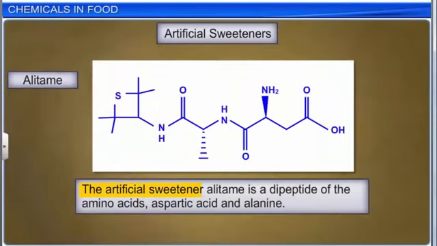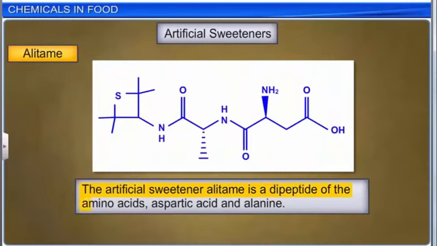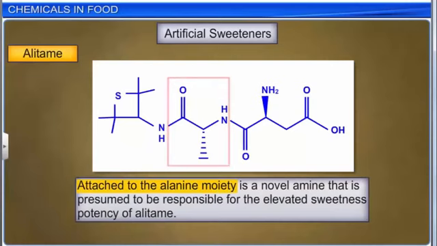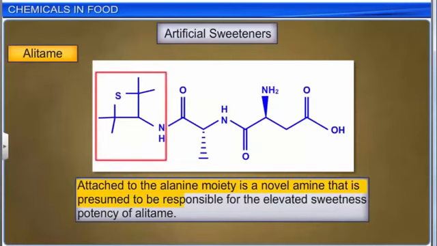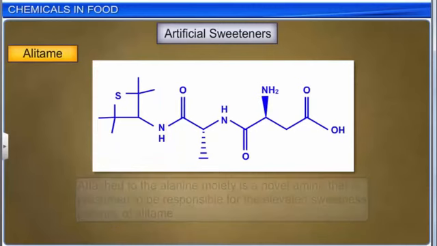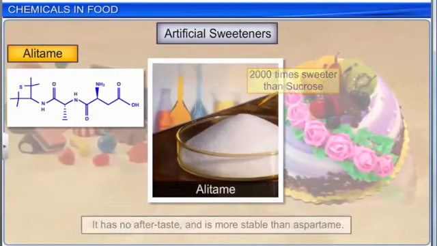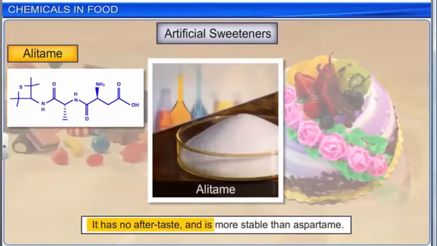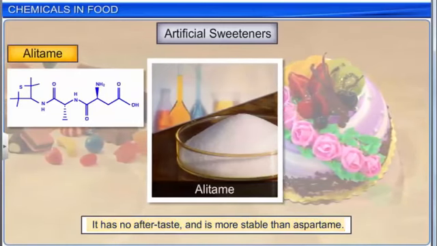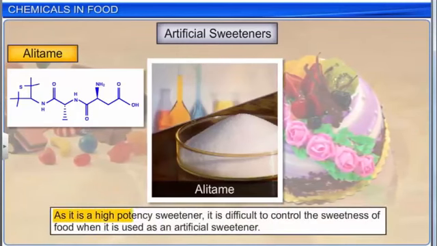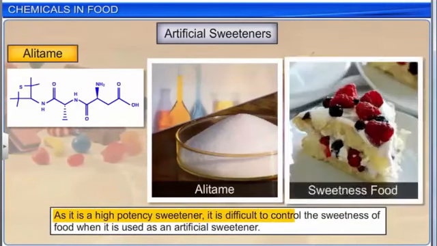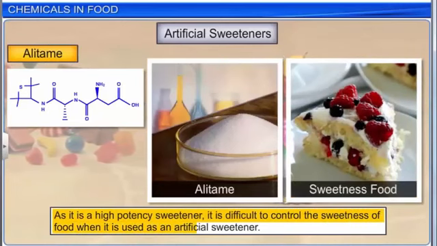The artificial sweetener allicin is a dipeptide of the amino acids aspartic acid and alanine. Attached to the alanine moiety is a novel amine that is presumed to be responsible for the elevated sweetness potency of allicin. Allicin is about 2,000 times sweeter than sucrose, has no aftertaste, and is more stable than aspartame. As it is a high-potency sweetener, it is difficult to control the sweetness of food when it is used as an artificial sweetener.